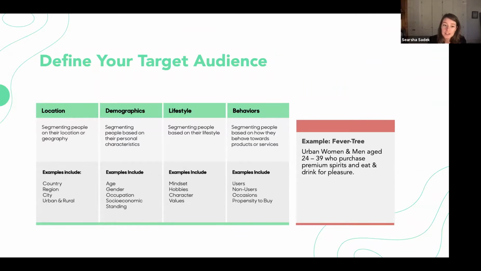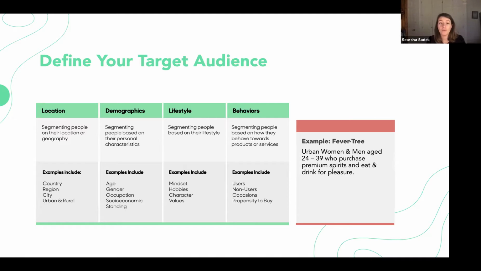Lifestyle as well is a really big one. So segmenting people based on their mindset, their hobbies, their character, their values. I think a really interesting example of this is Gen Z. I know we all speak about them a lot, but they have a really strong independent streak and a desire to be self-sustaining, as it were, in their lives. They don't like to depend on anyone else. That's critical if you're thinking about your brand's tone of voice. If you're trying to appeal to Gen Z, appealing to that independent streak, which means they want to be free of their parents and free of dependency, is really important.